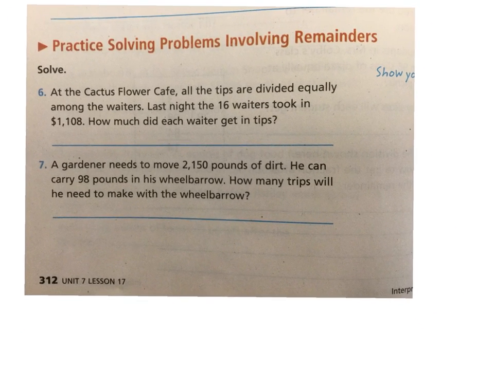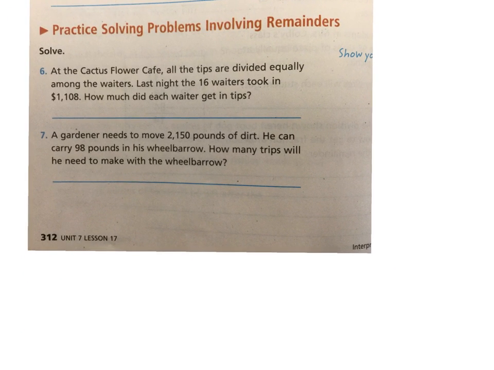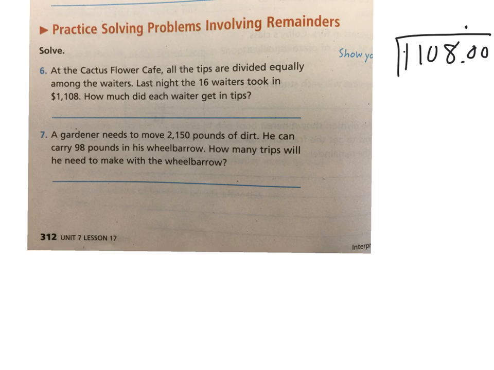Well, right now we know I'm going to want to solve this with decimals because I've got money. So I've got $1,108.00. I'm going to put the decimals in right away for dollars and cents, so I have the space. Okay, and divide that amongst 16 workers. Okay, 16 doesn't go into 1 or 11.